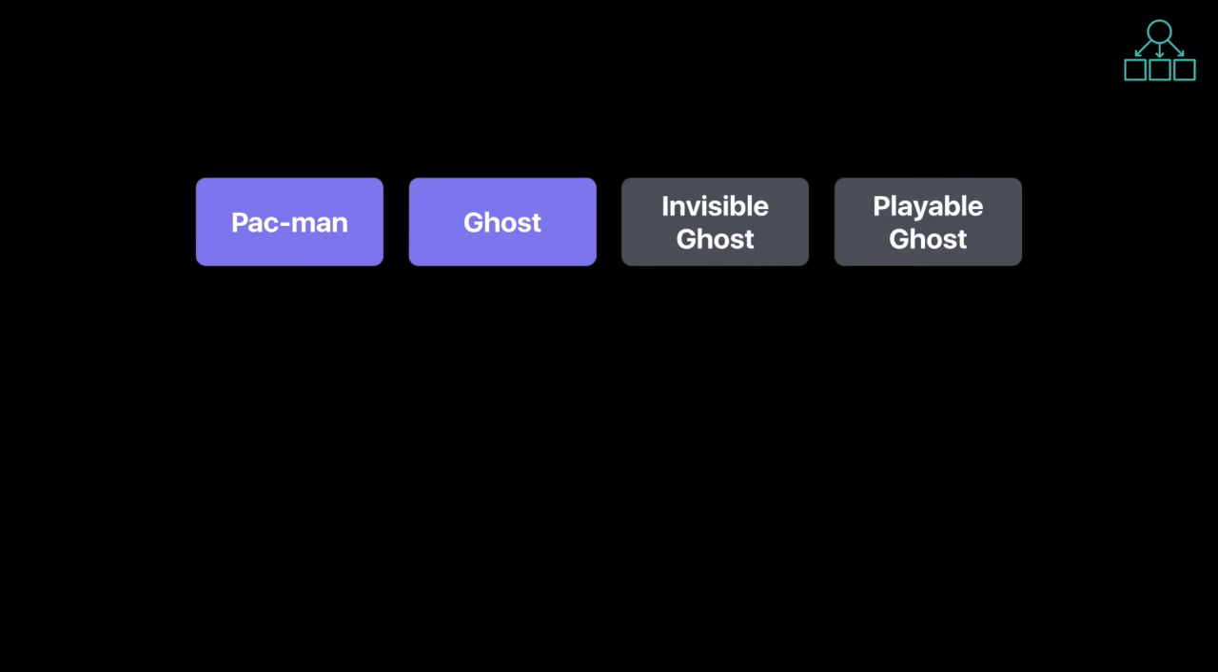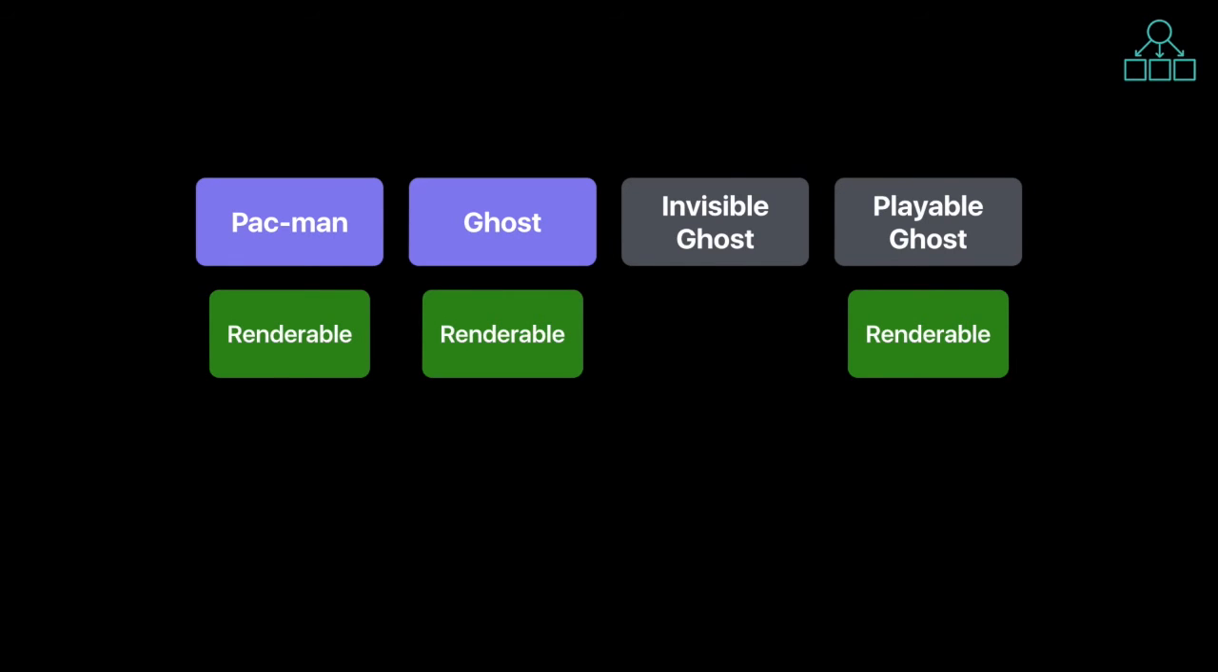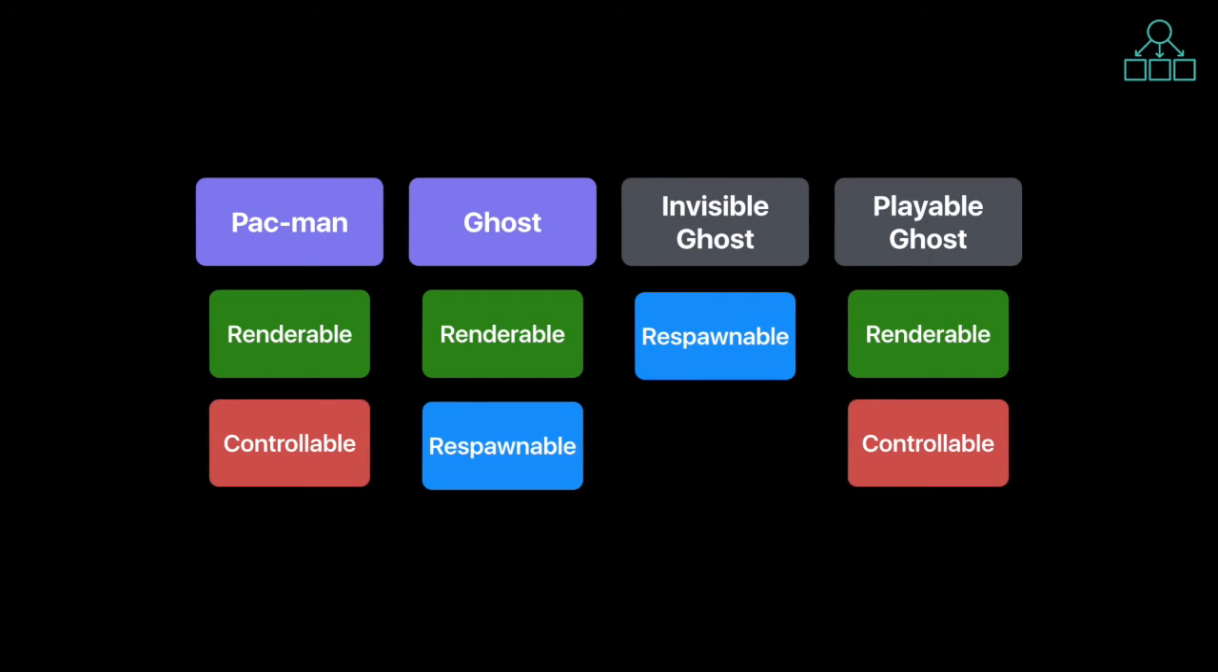To begin with, I have the renderable components. So I add them to these classes that need to be shown on the screen. And I have controllable components and respawnable components as well. So they are added and removed from classes as I see fit. Invisible ghost doesn't need to implement renderable, doesn't need to be controllable, it just needs to respawn. So as you can see, you can add and remove things very, very easily, and it doesn't destroy your class hierarchy. This is an orthogonal kind of access to the whole class hierarchy. You can add and remove stuff very easily using components.